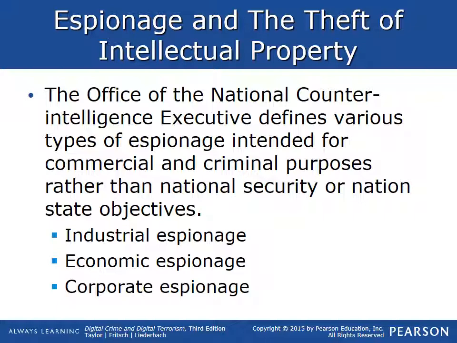The Office of the National Counterintelligence Executive defines various types of espionage. You have three basic types: industrial, economic, and corporate. Industrial, as you can imagine, is anything to do with our major industries: gas, coal, energy, water, large industrial complexes. Economic is anything that has to do with our economic growth: banking, stock markets, things such as that. And then corporate, just our basic corporates. I can take your websites down, like Yahoo. I can do a denial of service attack on those, things such as that. Those can all be seen as espionage or some type of cyber attack.